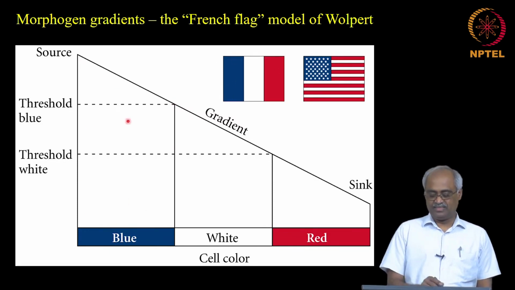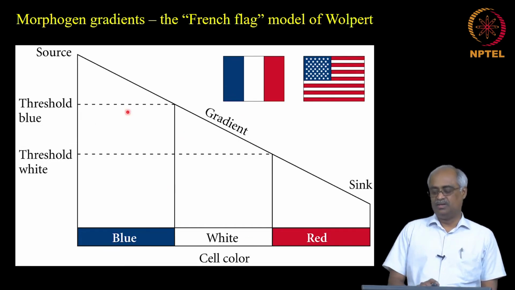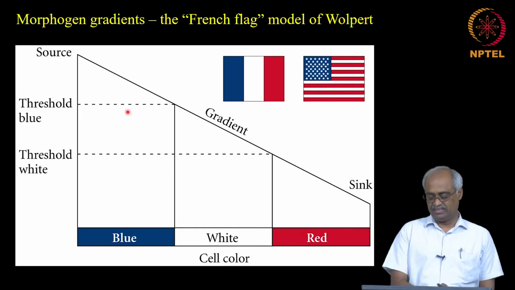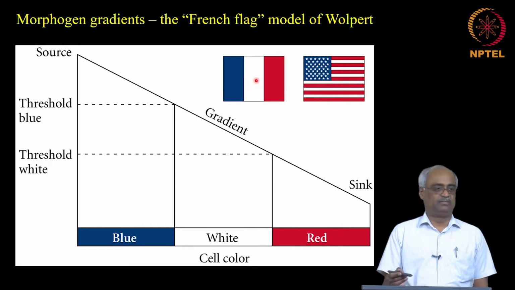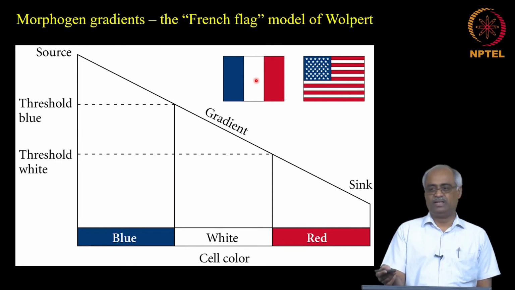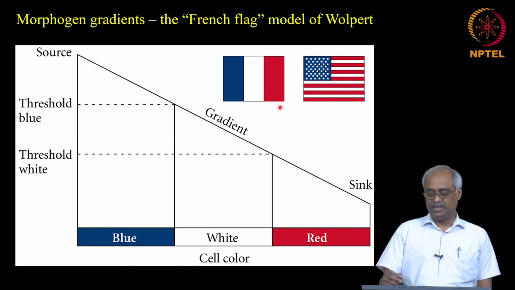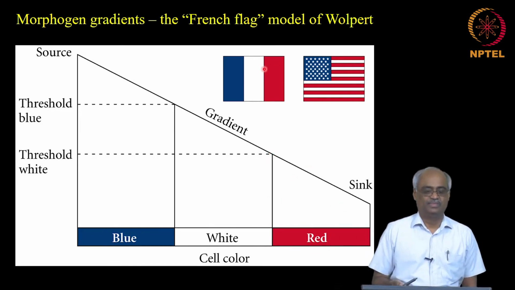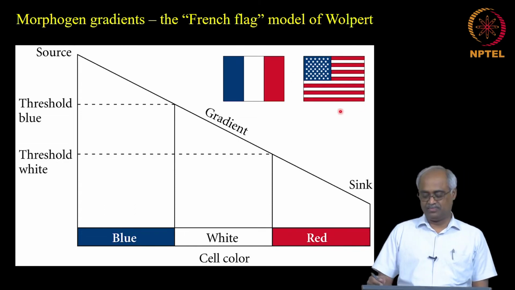Highest concentration means blue, and the cells in that morphogen concentration field, let us say this whole thing is the morphogenetic field. In this area of the field you have a certain intermediate concentration that is going to make them become white. They are going to be specified to make the white part of the flag. And when you have a very low amount of morphogen, below this threshold, it is going to make the red. Okay. Now we are going to do transplantation with the American flag. So this is the American flag.